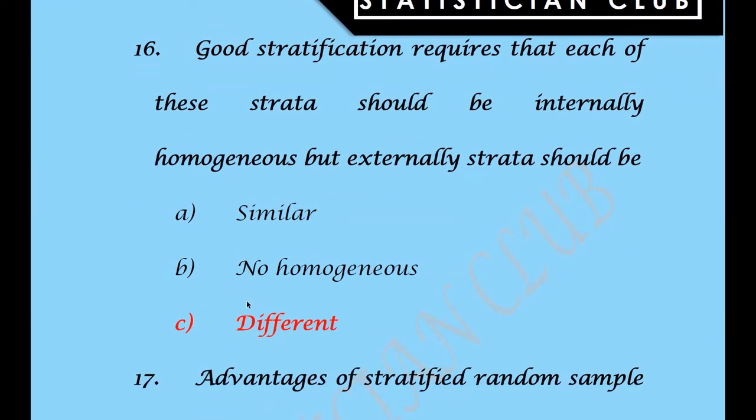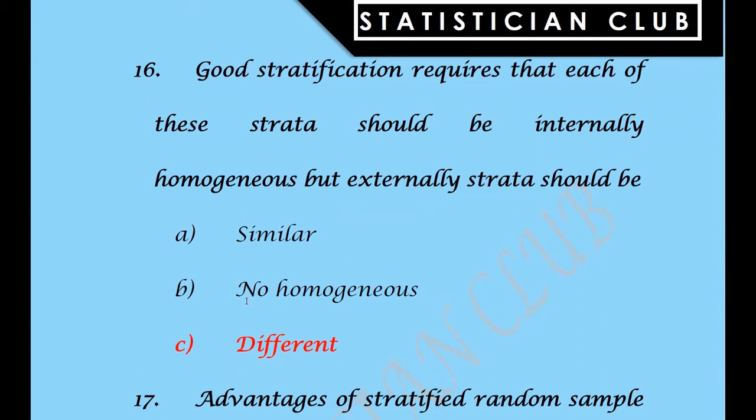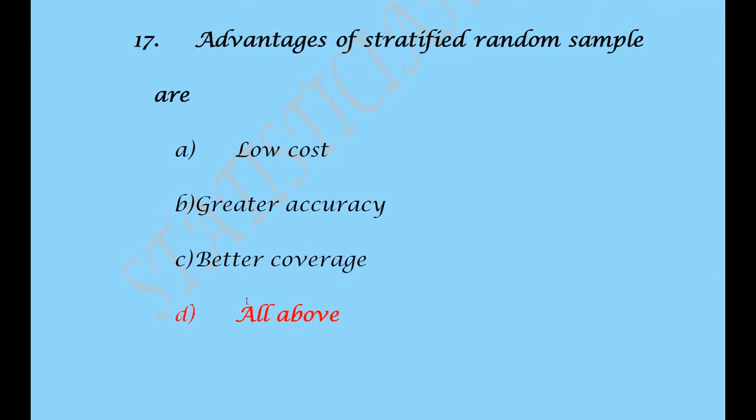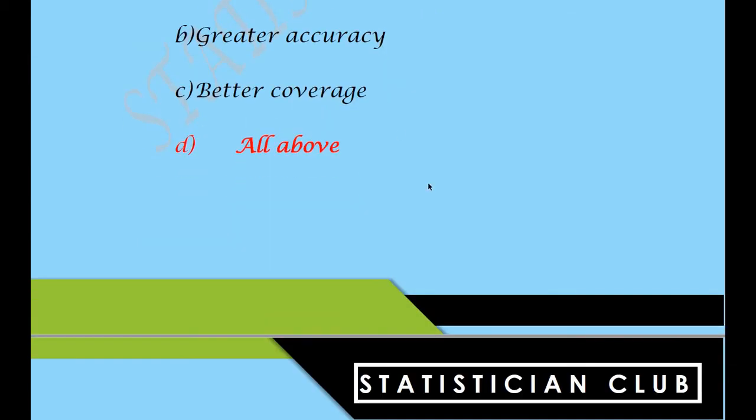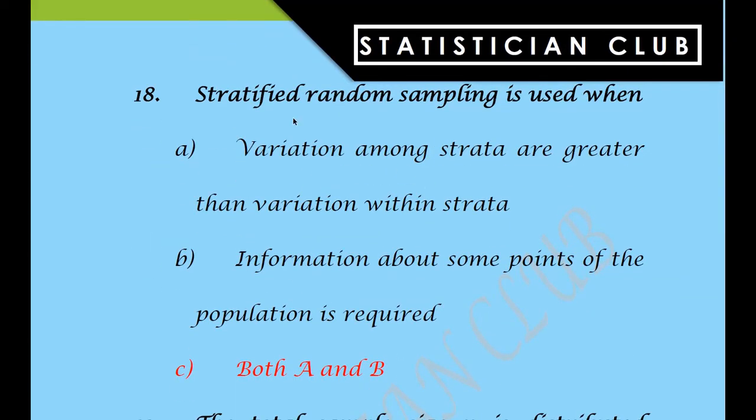Good stratification requires that each of these strata should be internally homogeneous, but externally strata should be different. Advantages of stratified random sample are low cost, greater accuracy, better coverage. All above. Right answer is all above. Low cost, greater accuracy and better coverage are the advantages of stratified random sampling. Stratified random sampling is used when variation among strata is greater than variation within strata, or when information about some part of the population is required. Right answer is both A and B.